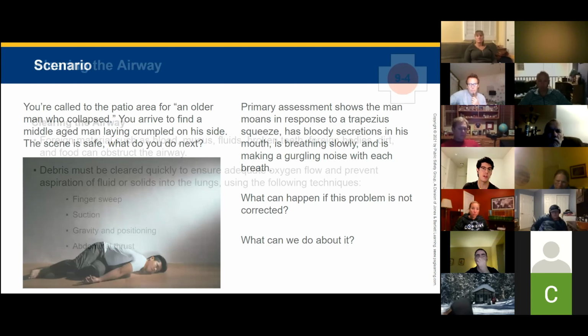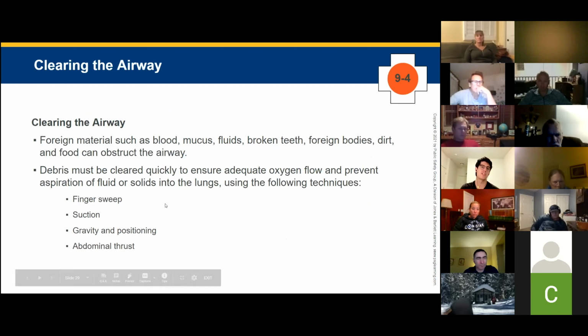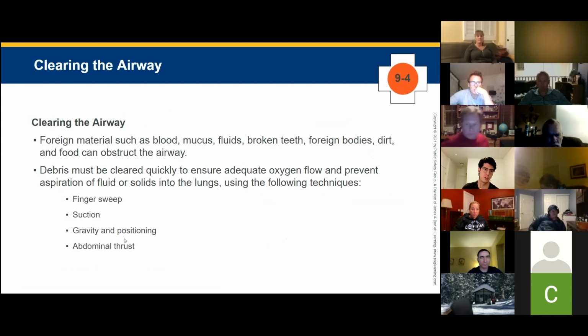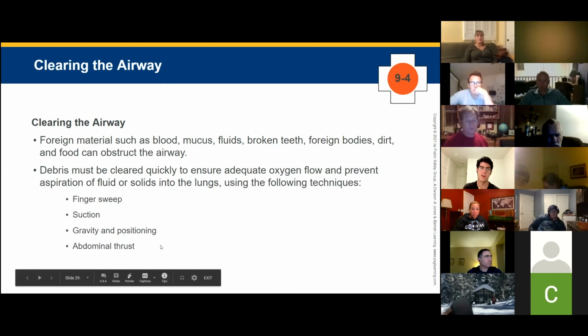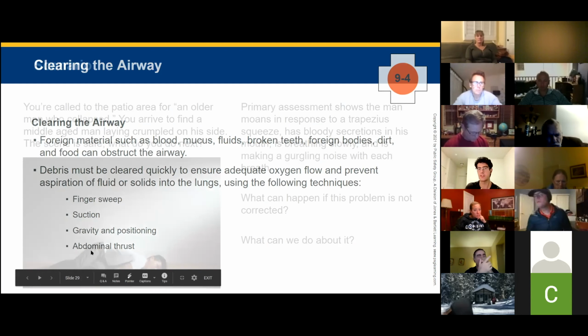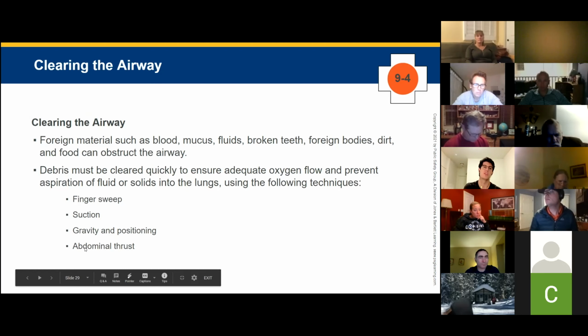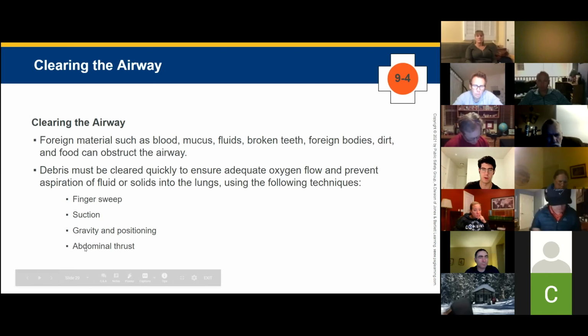So we are talking about clearing the airway now. There are a few things you can do. If you're worried about debris, you can do a finger sweep. If you're worried about more liquids, you can do suction. Gravity and positioning are your friend. In a lot of situations, you'll be able to use that. Just like here, this is a pretty good position for this patient already if they have secretions in their mouth and you have no reason to move them. And then the abdominal thrust or the Heimlich maneuver is to clear something actually obstructing the throat.